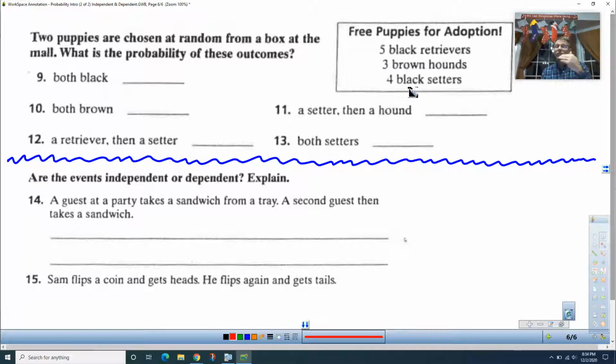So how many black puppies are there? 9. So there are 9 puppies that are black. And how many total puppies are there? 9 plus 3 is 12. Now we could reduce that, but I'm not going to worry about it right now. And now what's going to happen? How many puppies are in the box? 11 puppies are in the box now.